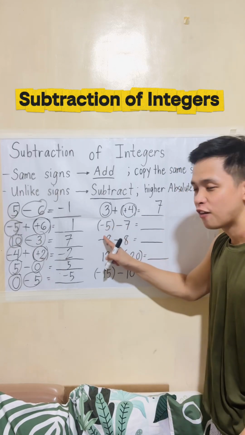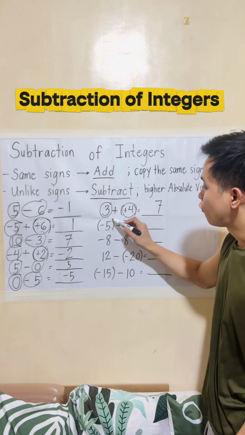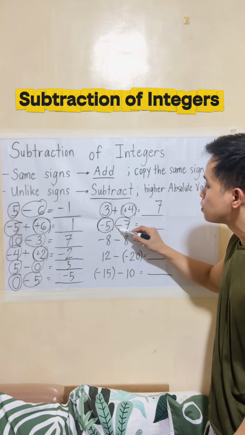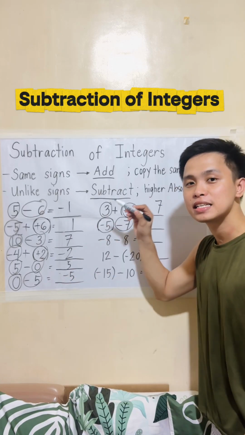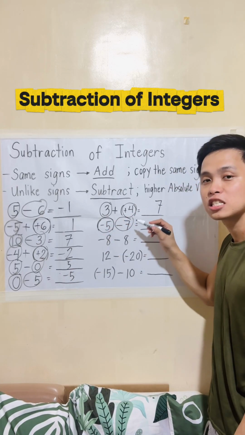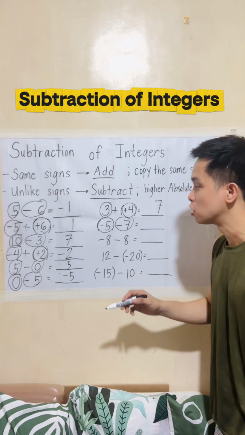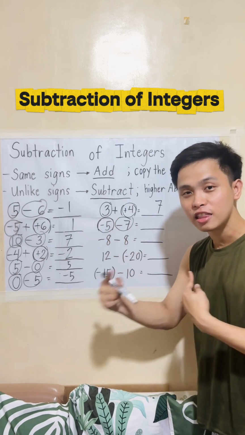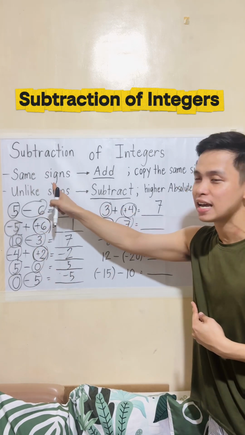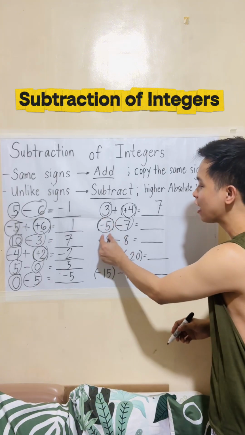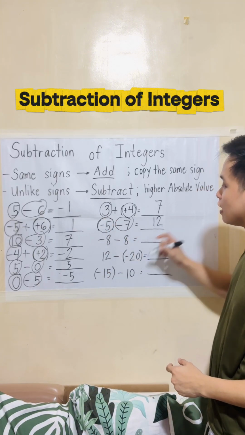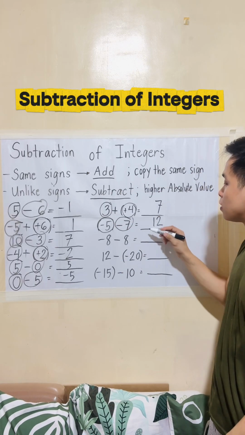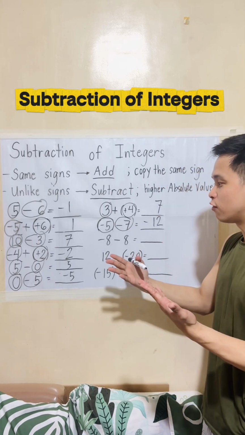Next, negative 5 minus 7. So the first integer is negative 5. The second integer here is negative 7. We take the minus sign as the sign of the next number after the operation. So we have negative 5 and negative 7. Same sign. Both are negative. So if it's same signs, we add the numbers. So 5 and 7 will give us 12. Negative and negative, same signs. We just need to copy the sign. Negative. So it's negative 12.